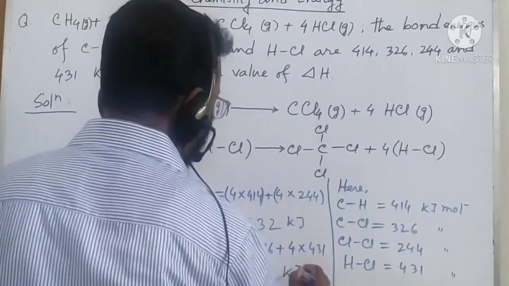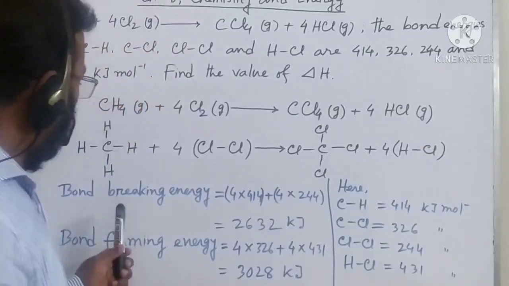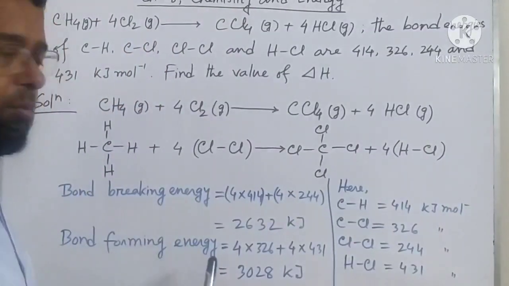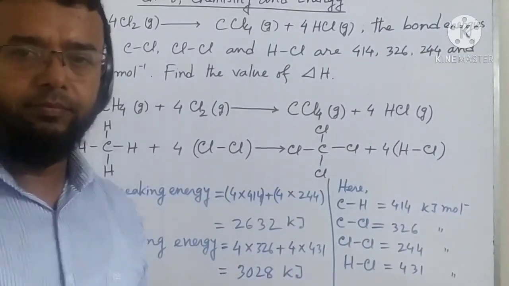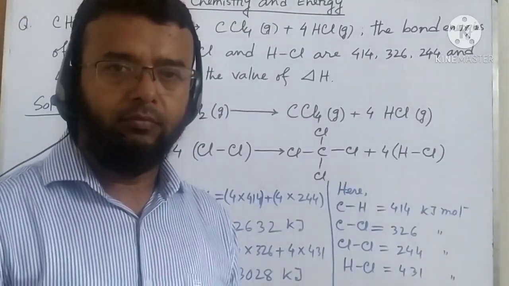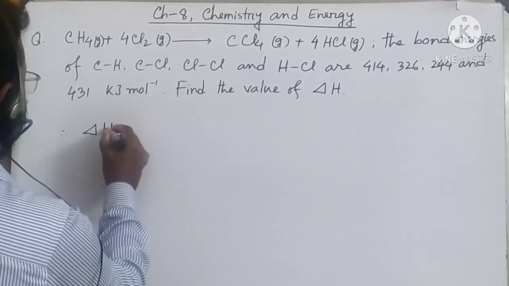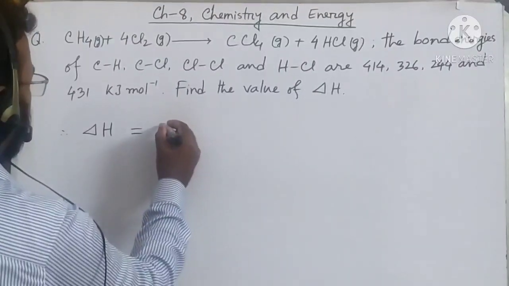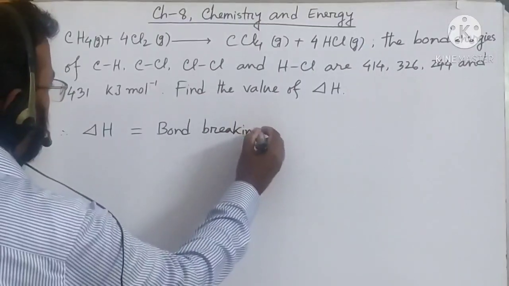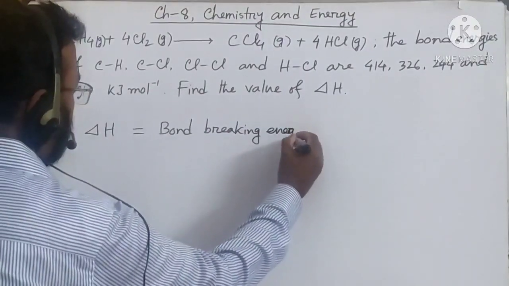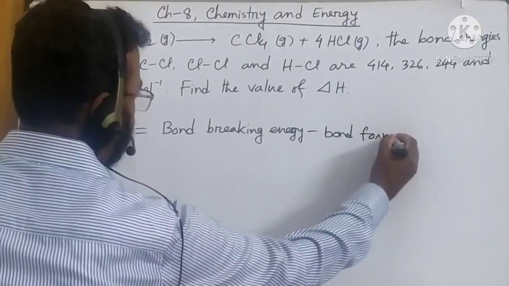kilojoule. Now we have to find out the del S. Everybody knows that in the previous class you were told del S equals bond breaking energy minus bond forming energy. It is B1 minus B2. Therefore del S equals bond breaking energy minus bond forming energy.